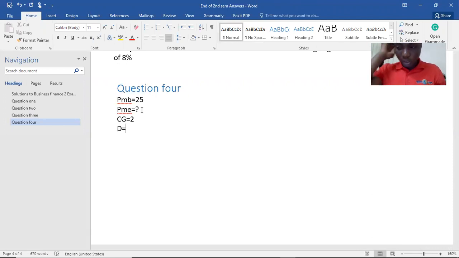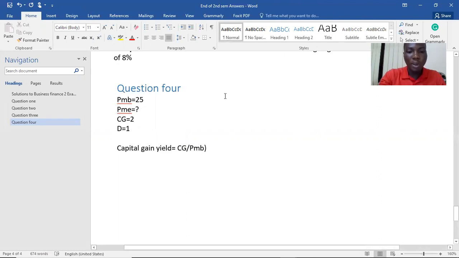They've given us a dividend of 1 cedi. And then the question said we should find the capital gain yield. Anytime we are talking about yield, we are basically talking about percentages. Now, capital gain yield is equal to what? The capital gain divided by the price at the beginning, all multiplied by 100.